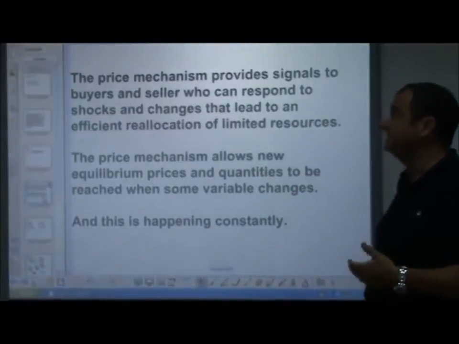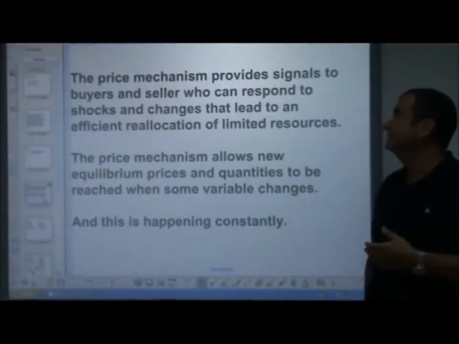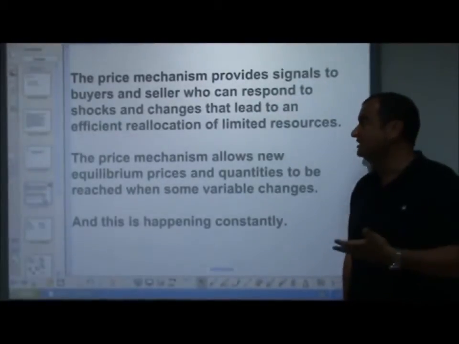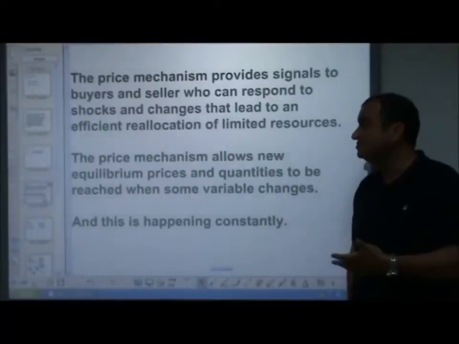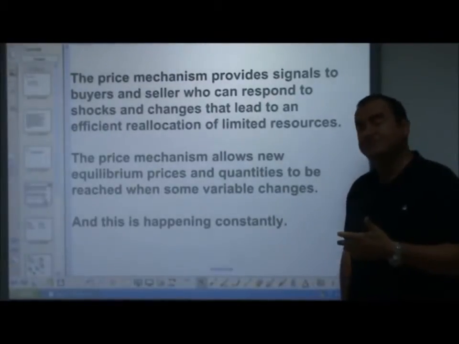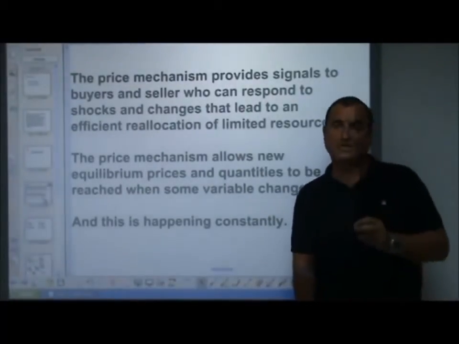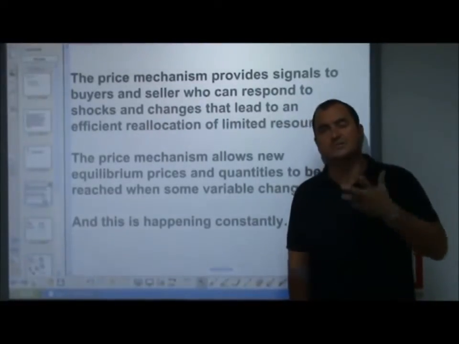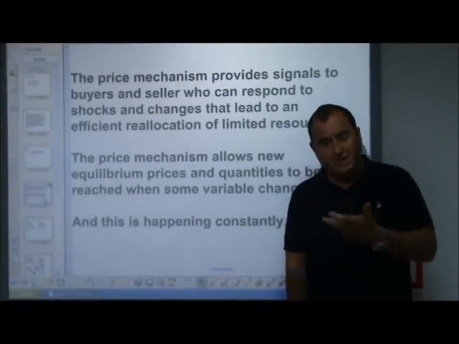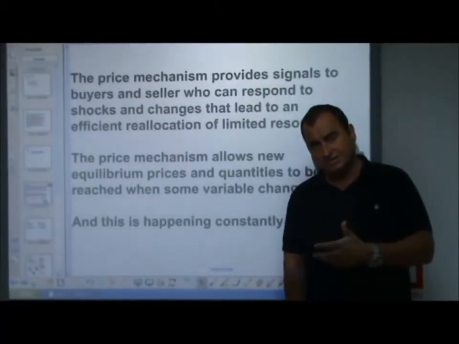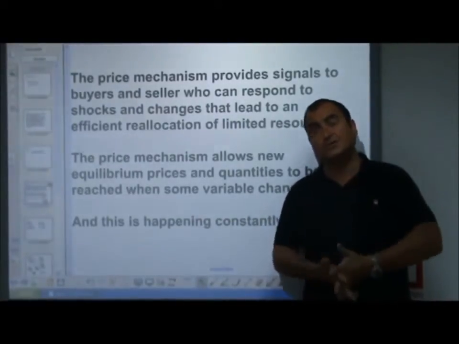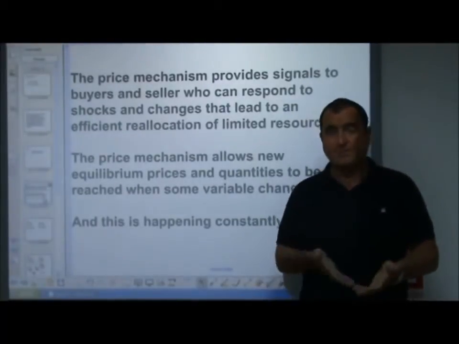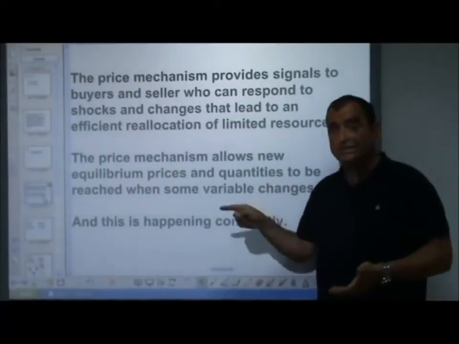So, the price mechanism provides signals to buyers and sellers who can respond to shocks and changes that lead to an efficient reallocation of limited resources. When demand or supply changes, it is the market mechanism that alerts the demanders and the suppliers of what's changed and leads the market to the new best allocation of resources. It might be more, it might be less. We'll look at an example in a minute.